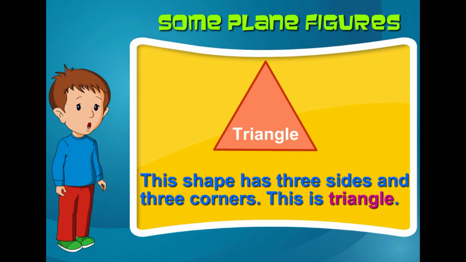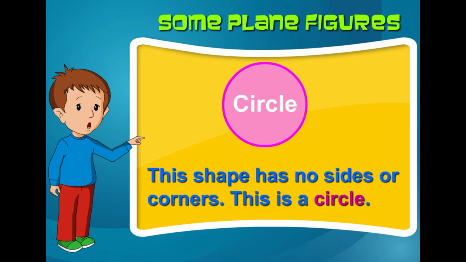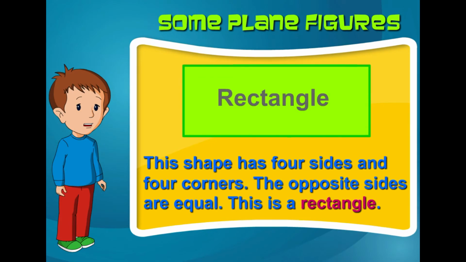Triangle. This shape has 3 sides and 3 corners. This is a triangle. Circle. This shape has no sides or corners. This is a circle. Rectangle. This shape has 4 sides and 4 corners. The opposite sides are equal.